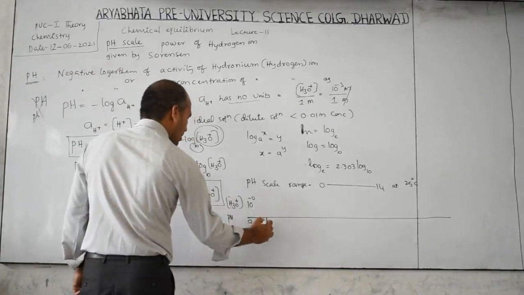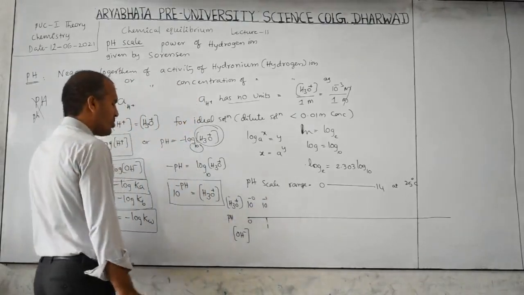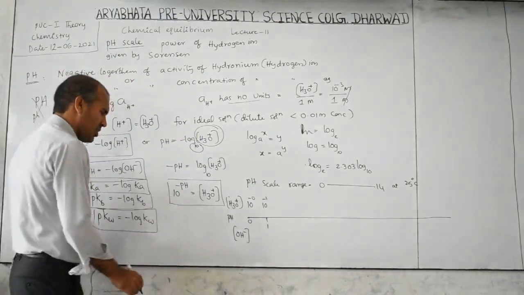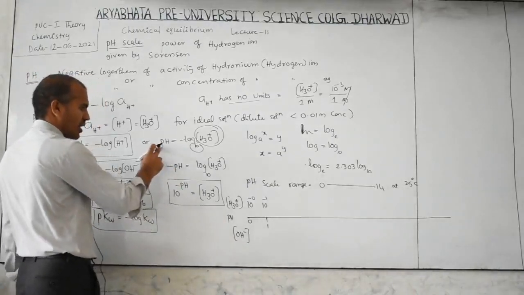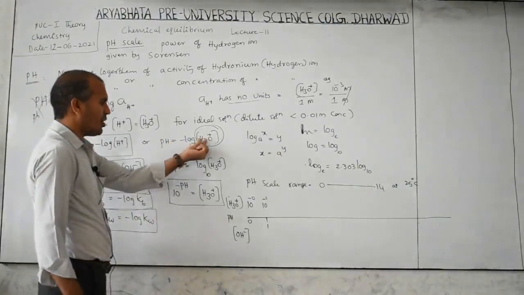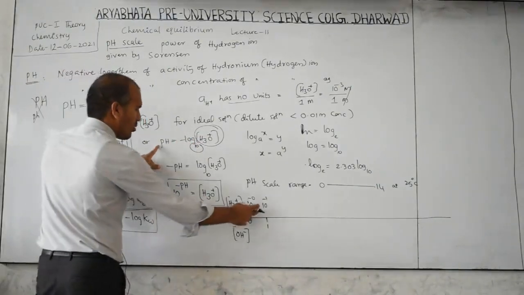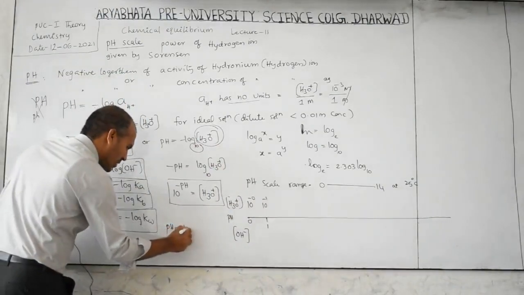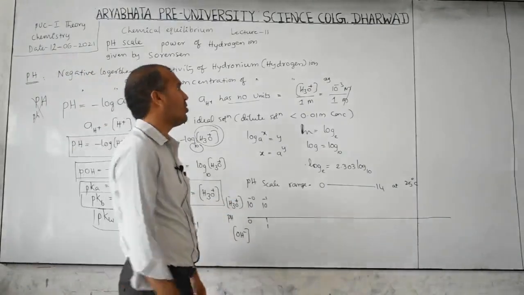Then here pH 1, then 10 power minus 1, using this formula for the H3O plus ion concentration. Otherwise, what is the pH formula? pH is the negative logarithm of the concentration. So pH is equal to minus log of 10 power minus 1. This formula you should also know.